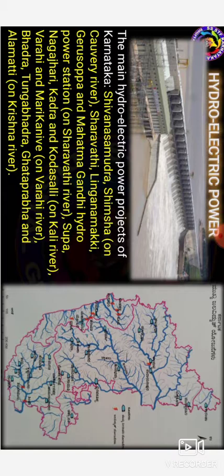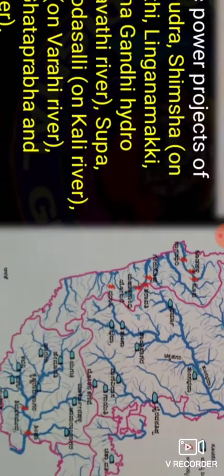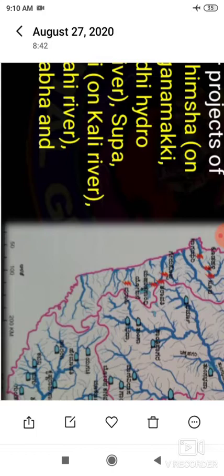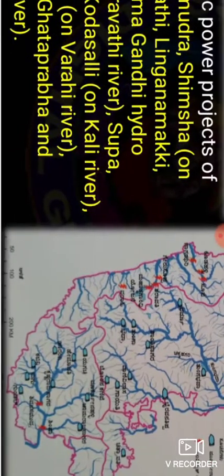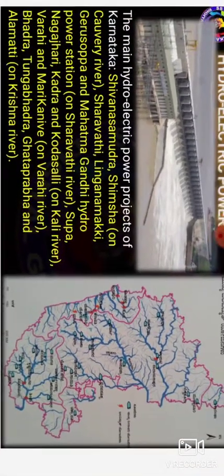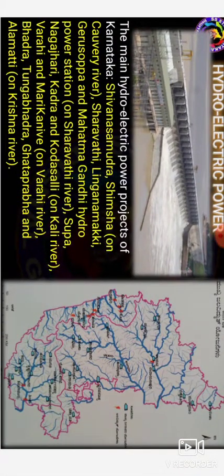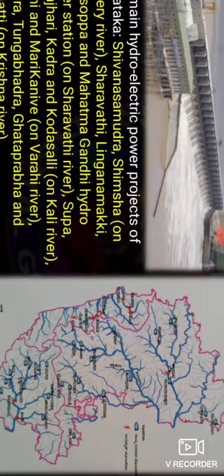Okay, let me see that one by one. Shivana Samudra and Shimsha, on this southern part, on the Kaveri river. Sharavati, Linganmakki, Gerusoppa, and Jog, which means the Mahatma Gandhi hydropower station, on the Sharavati.